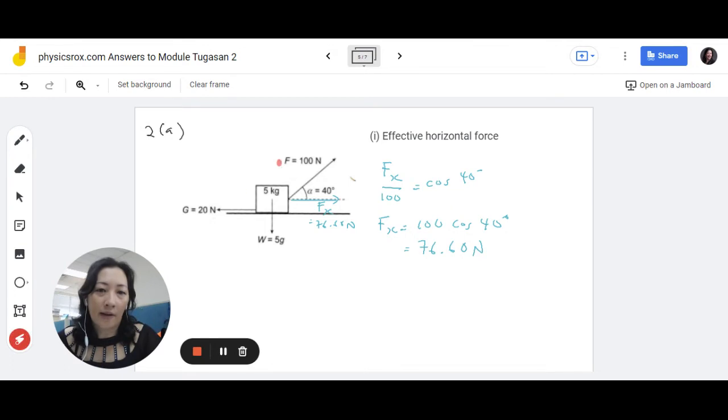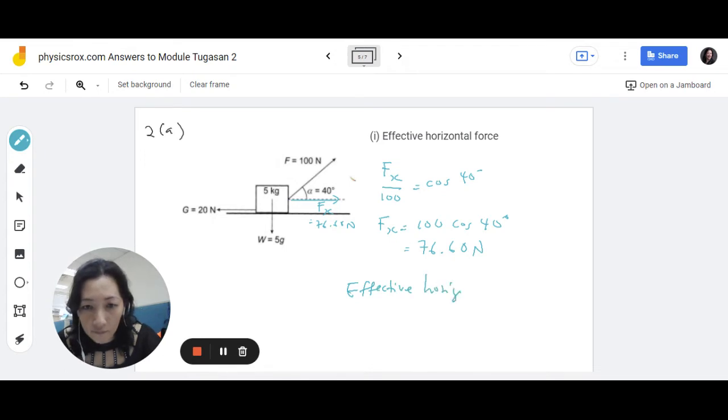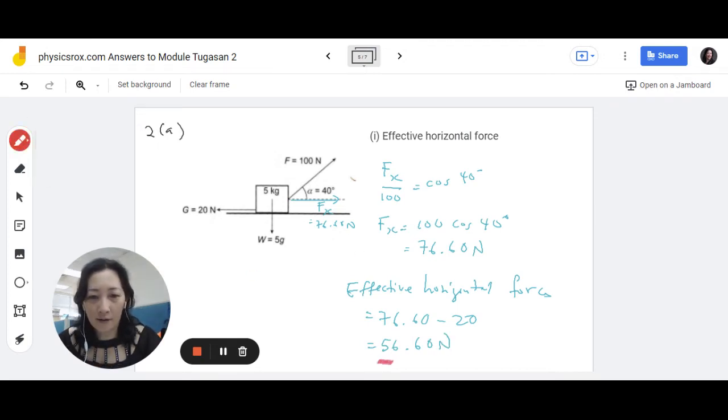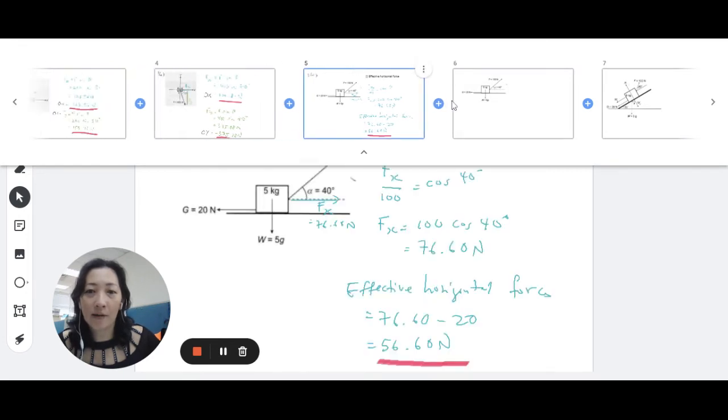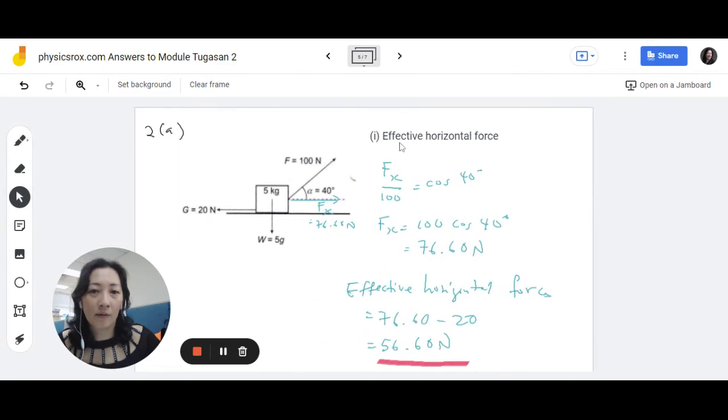So you see, when you look at the horizontal forces, you need to take the larger minus the smaller. So the effective horizontal force would be 76.6 minus 20, giving us 56.60 newton. So now that you know how to solve the effective horizontal force, you can also solve the effective vertical force. I already have that over here. Okay, yep, here we are.